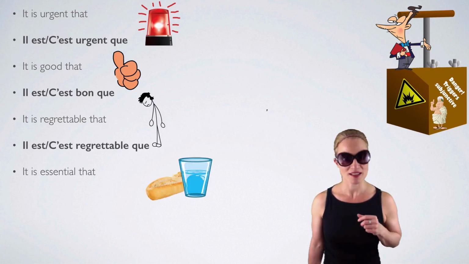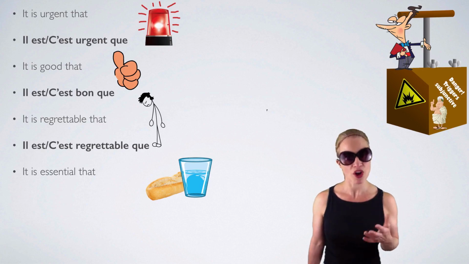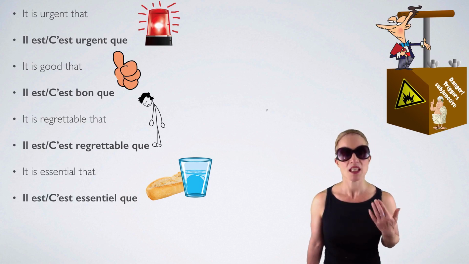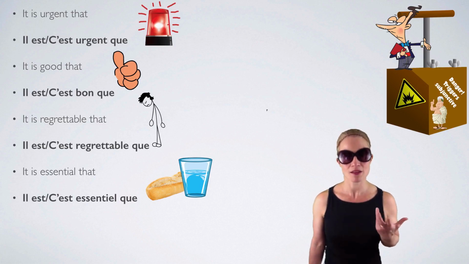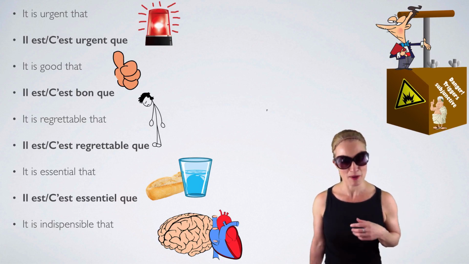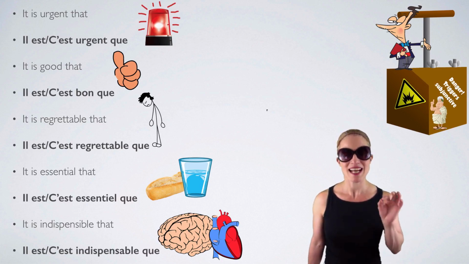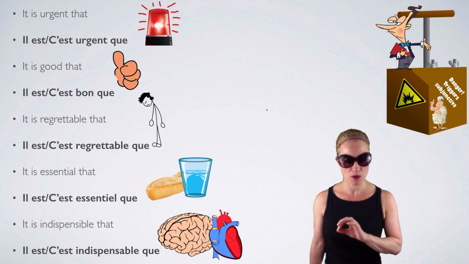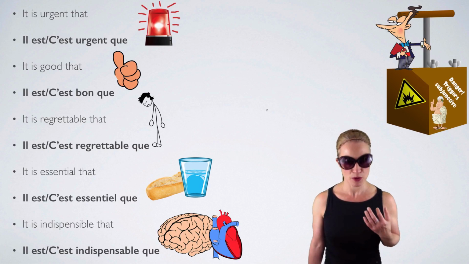It's essential that. So AL words often end in AL in French, but there are a group that change to EL, and this is one of them. Il est essentiel que. C'est essentiel que. It is indispensable that. IBLE words tend to be the same, but indispensable becomes able, just like responsible becomes responsable. Il est indispensable que. C'est indispensable que.